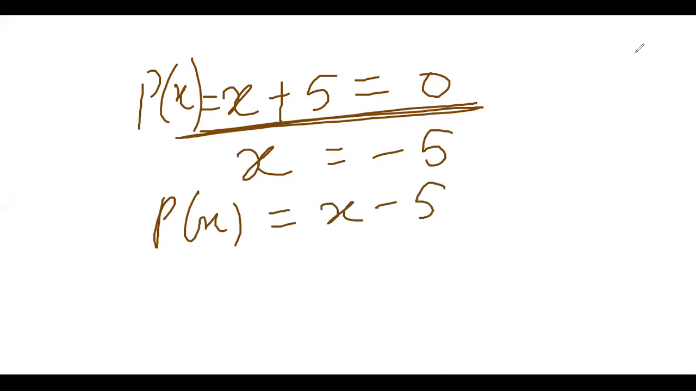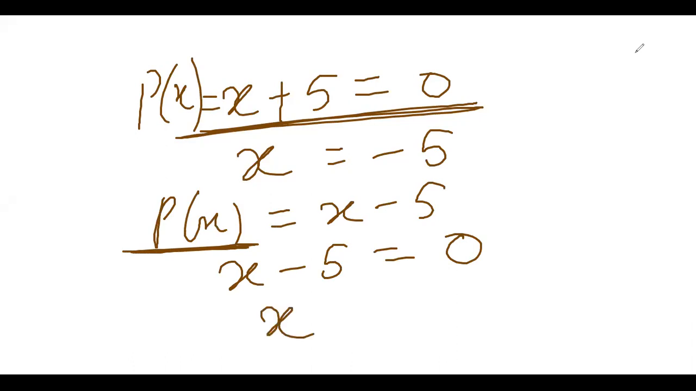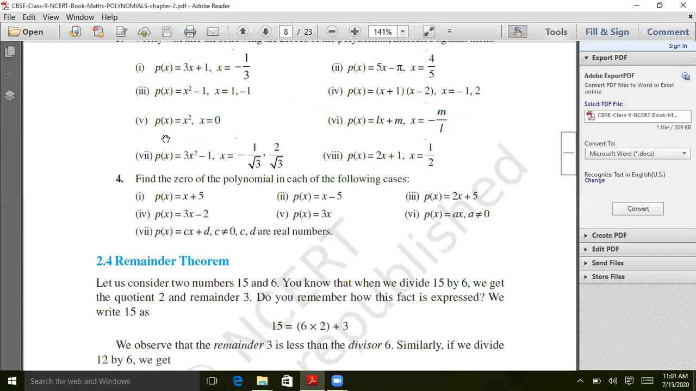As second is given, p(x) is equal to x minus 5. So what we will do here, we will put x minus 5 is equal to 0. पॉलिनोमियल को ही 0 रख देंगे तो x की वैल्यू आ जाएगी, for which polynomial is 0. x is equal to 5 here. So x equal to 5 is the 0 of the given polynomial. Like this you can try other parts also. 2x plus 5: here you will put 2x plus 5 equal to 0, and x will be minus 5 upon 2. Right?